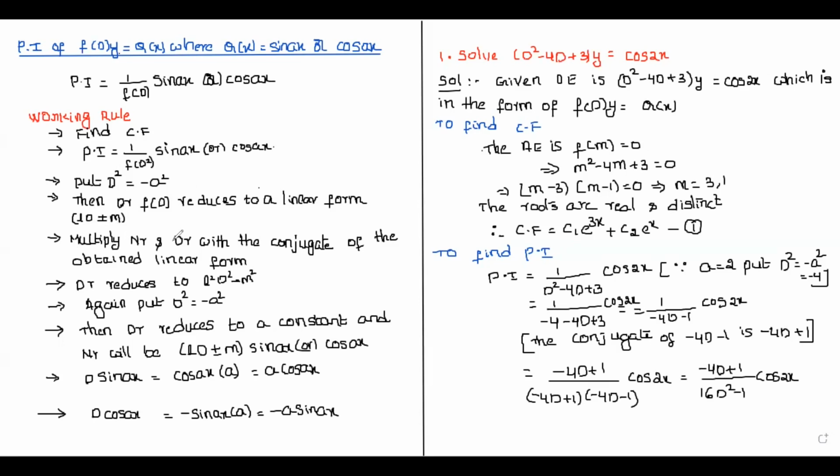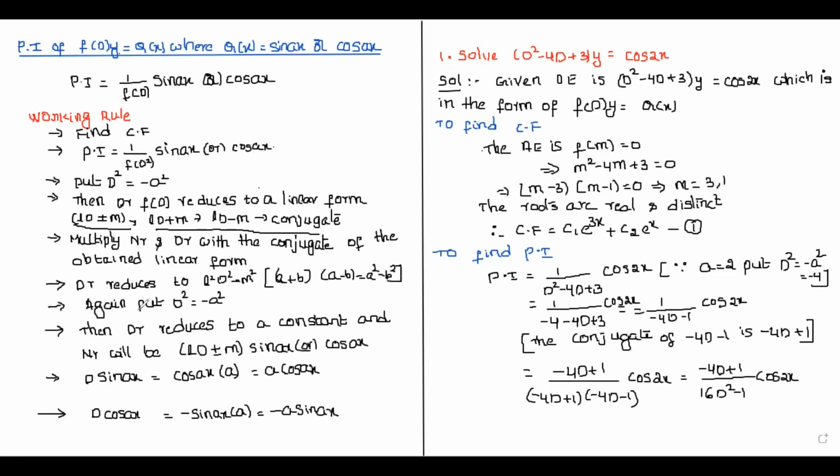Now, multiply numerator and denominator with the conjugate of the obtained linear form. For this obtained linear form, we have to find the conjugate. Conjugate means if LD plus m is the linear form, then LD minus m will be the conjugate, and if LD minus m is the linear factor, then LD plus m will be the conjugate. So this is the conjugate concept. Now multiply the conjugate term in the numerator as well as in the denominator. Then the denominator reduces to L squared D squared minus m squared, since a plus b into a minus b is equal to a squared minus b squared.